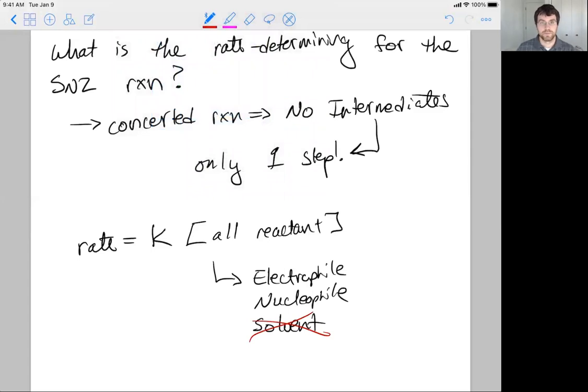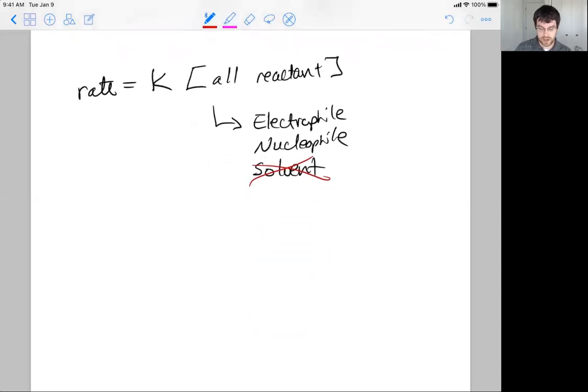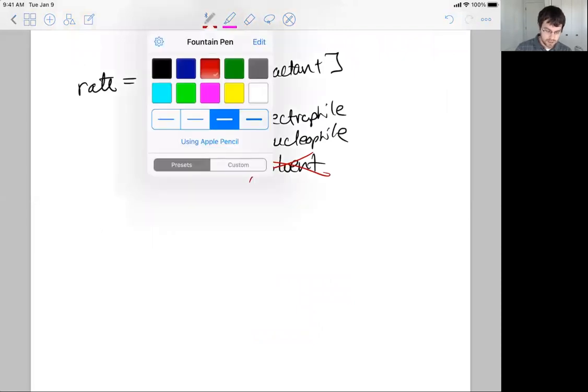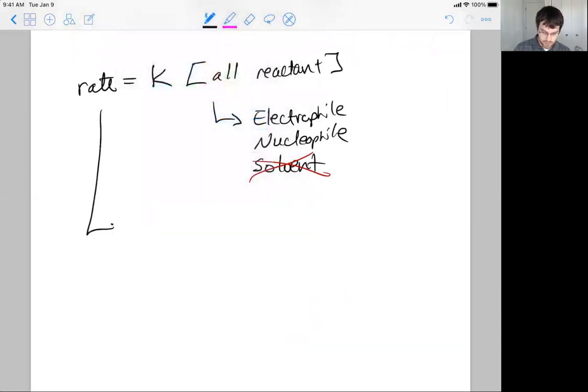It's not involved in bond breaking or forming reactions. It's not really a reactant. It's just a facilitator. It helps to dilute the reaction so that we're at appropriate concentrations. So it helps to decrease the concentration of certain reactants so that the reaction is a little bit more under control.